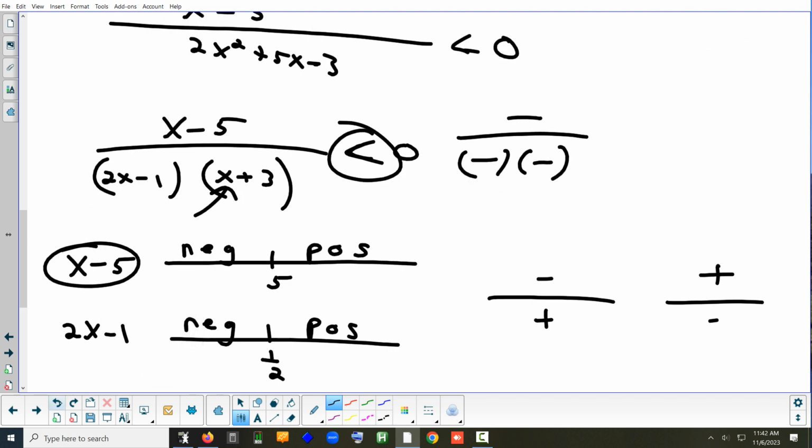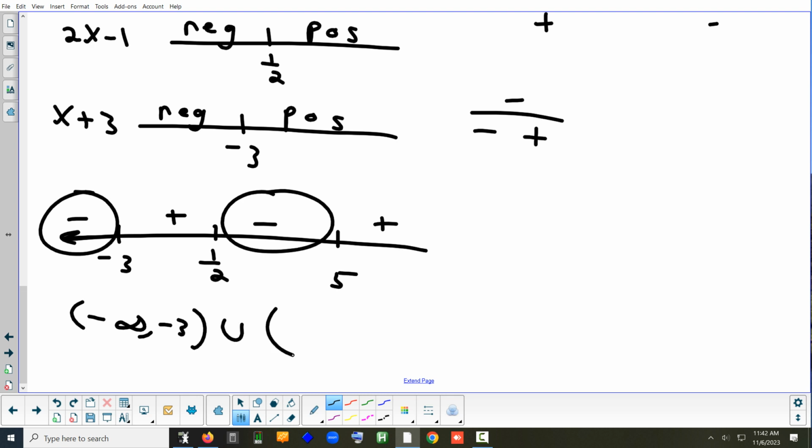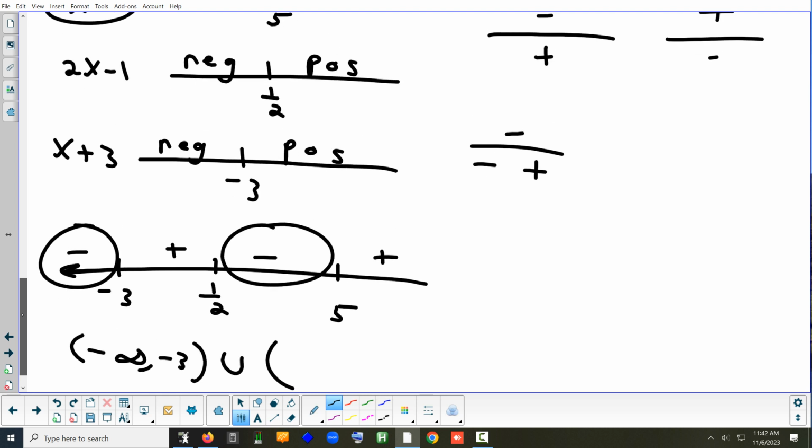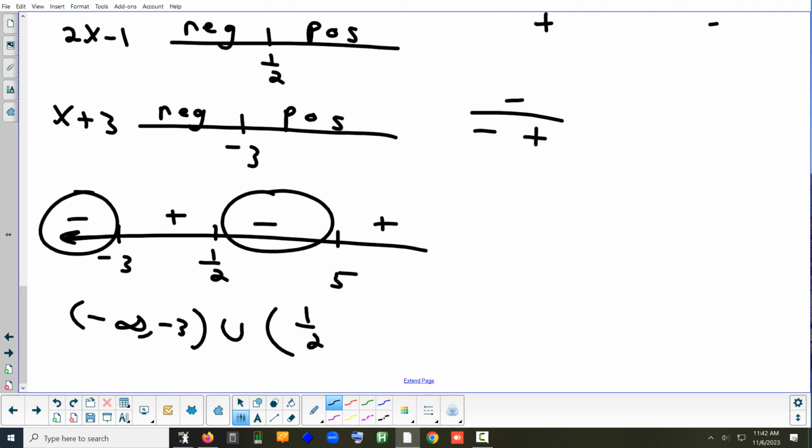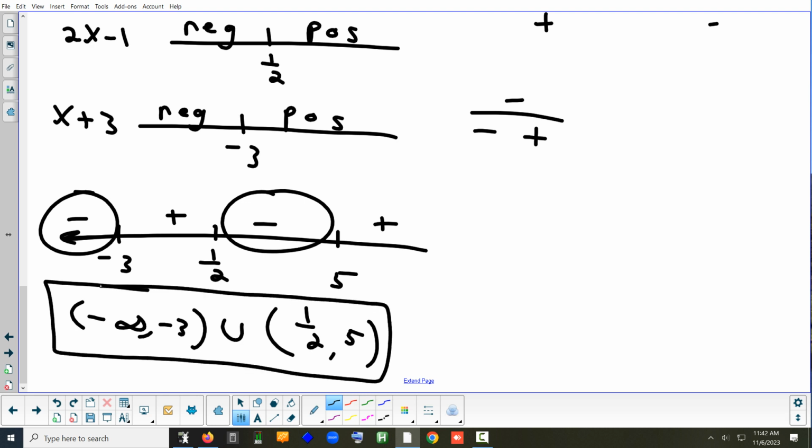Okay. Or, what about this section? 1/2 to 5. Not negative, just 1/2 to 5. So I tried to do it without combining them. It's too much to think about. I think combining them makes it easier. So that's your answer.